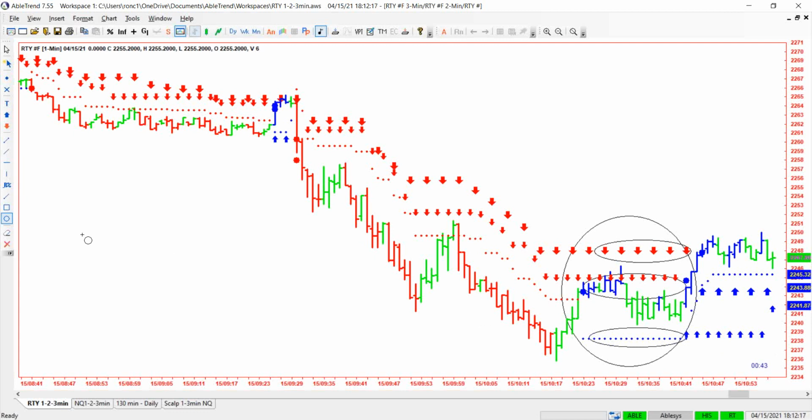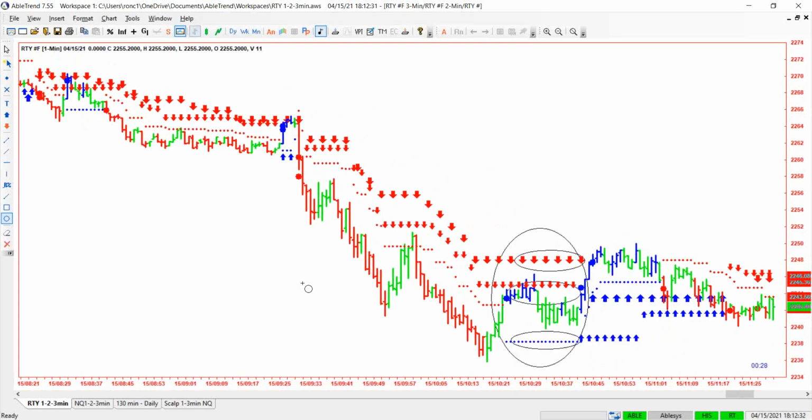Traders who don't have AbleTrend, let them get chopped up. We at least know enough to stay on the side. Now, 50% of the time, we're going to get chopped up in the choppiest periods. But half the time, we won't be in it because we got the no trade zones. They keep us out of trouble.